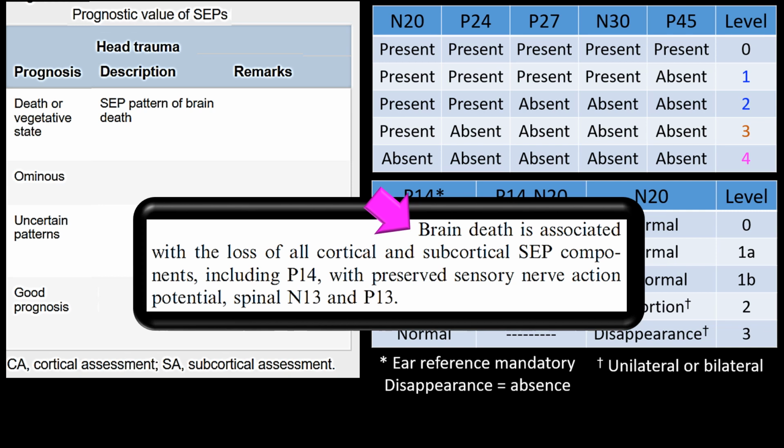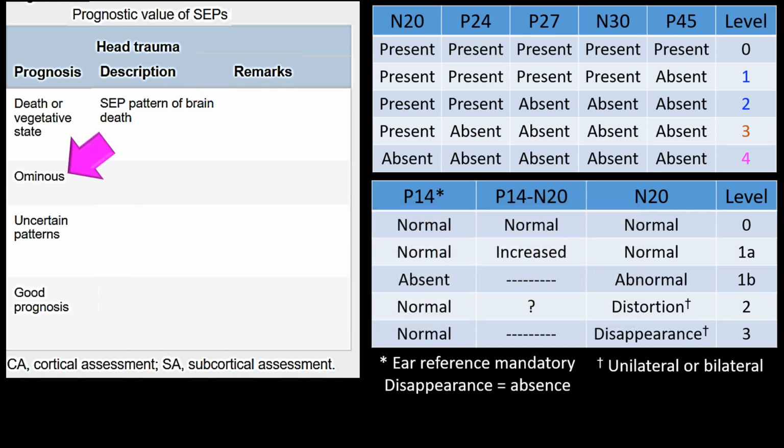As you recall, the highest potential present in this patient was cervical N13. It is interesting that no statistical information or remark is made about this given situation in this paper. The prognosis after head trauma is ominous when N20 is bilaterally absent.